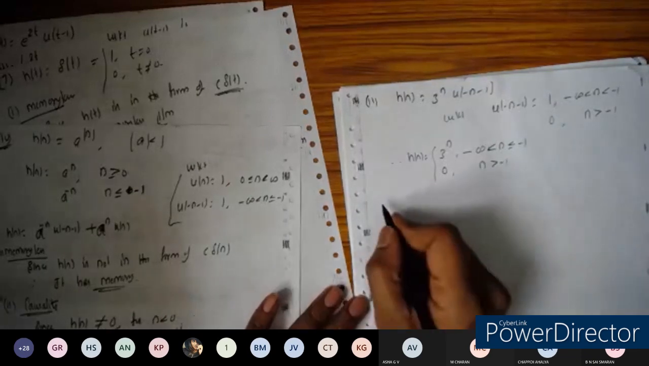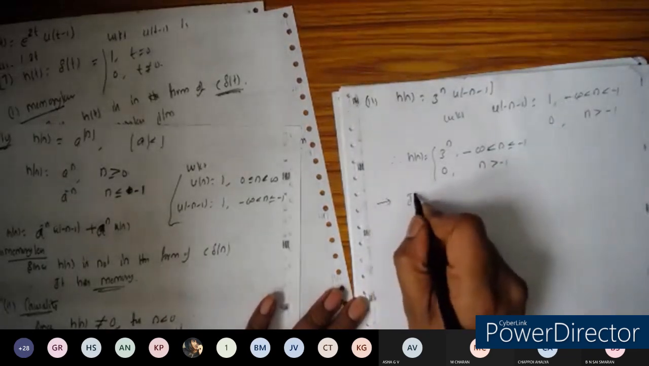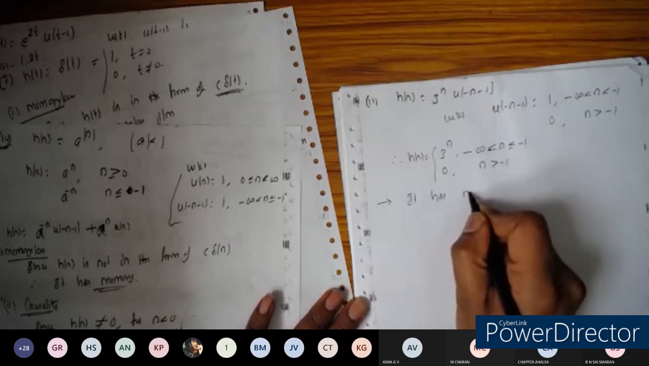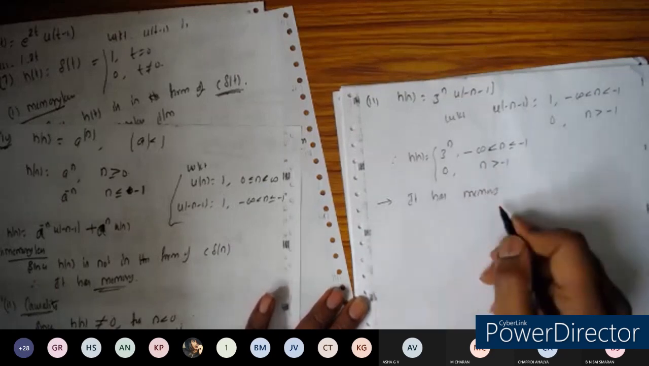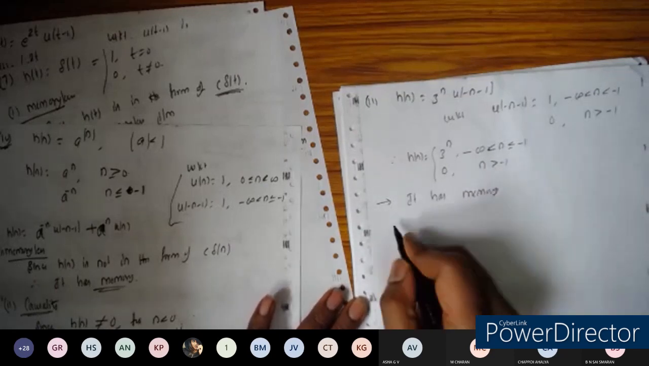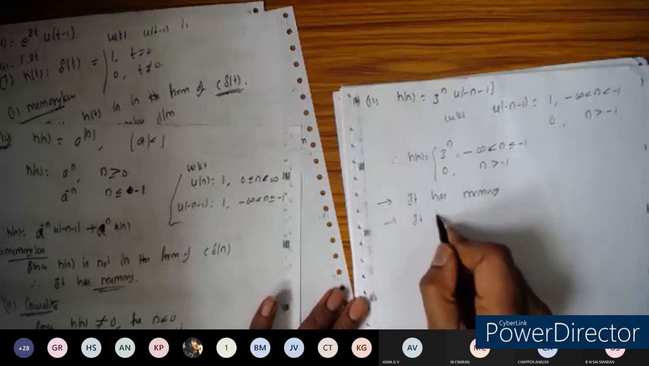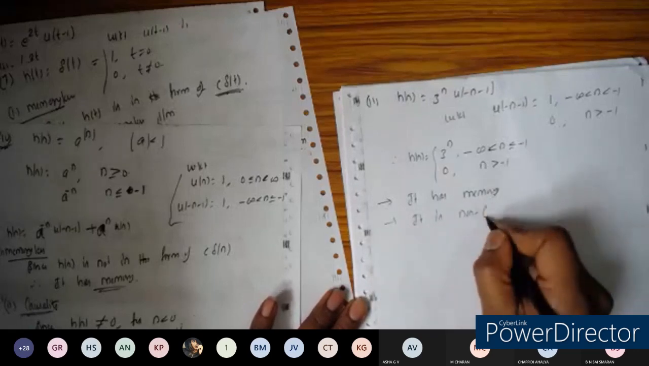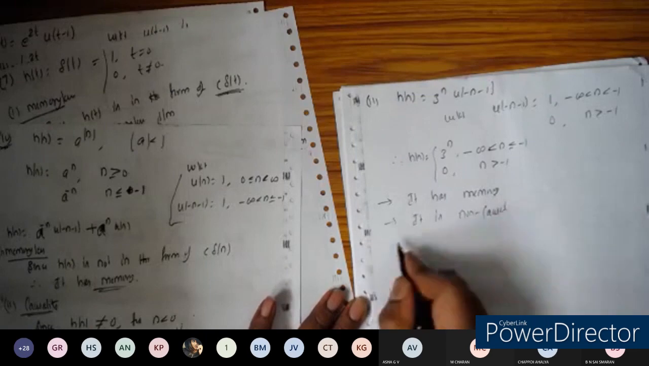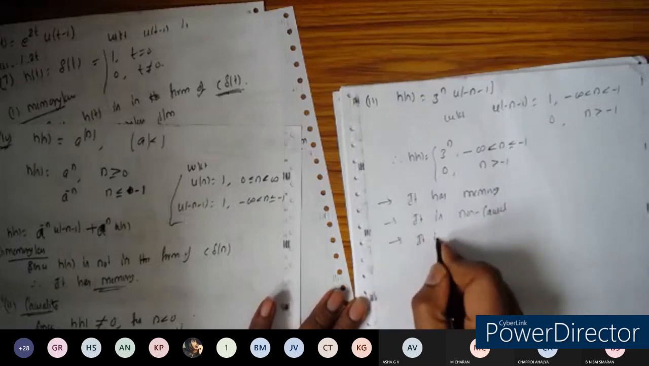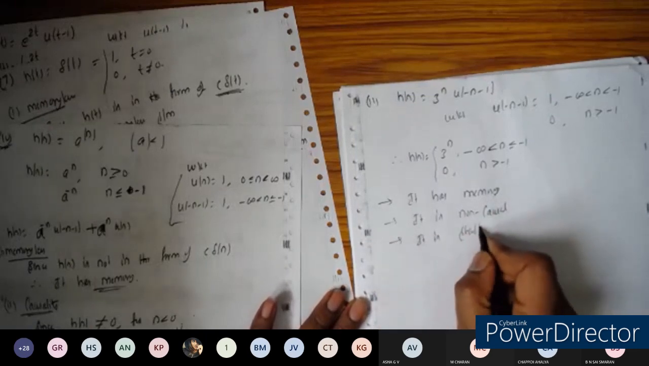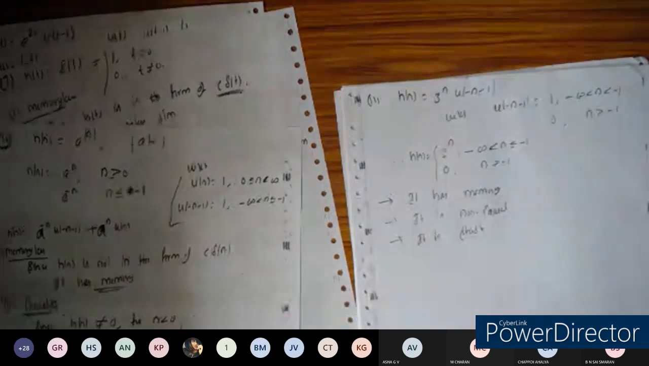I am going to write the properties, so you can do this as homework. It has memory since it is not in the form of c into delta of n, and it is non-causal, and it is stable. You have to verify the stability property. I am giving the answers; you have to verify this one here.